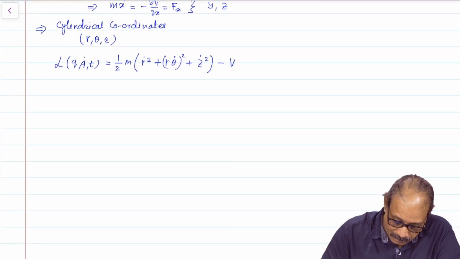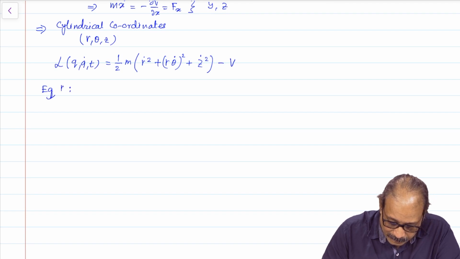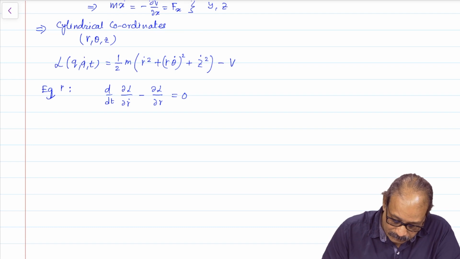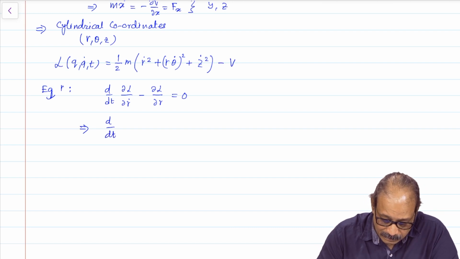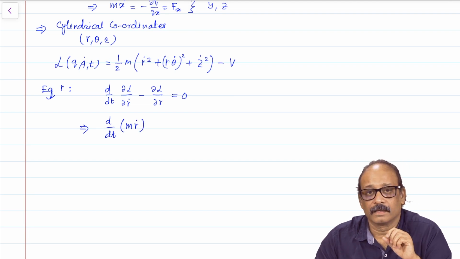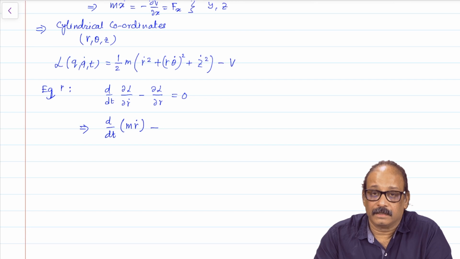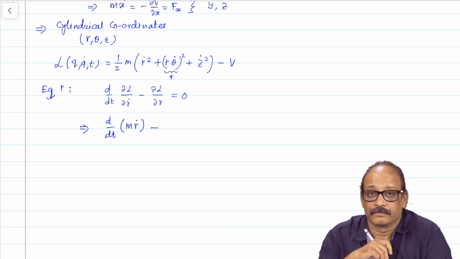Now, apply. What would the equation for R look like? The equation for R would be d by dt of del L by del R dot, minus del L over del R, is equal to 0. This is our first equation, and this simplifies to d by dt, and what is the derivative of the Lagrangian with respect to R dot? Oh, that immediately just gives me m R dot, and all other terms are independent of R dot. This minus, now when you are taking the derivative of the Lagrangian with respect to R, remember, oh, there is a R in this term too. So, you should not forget that one.